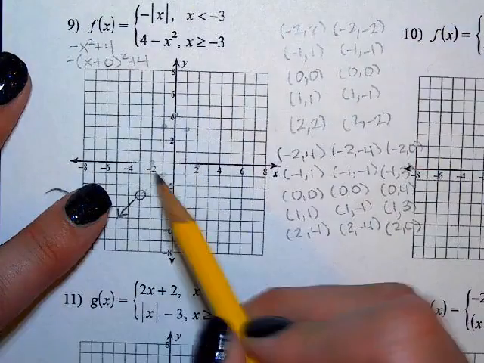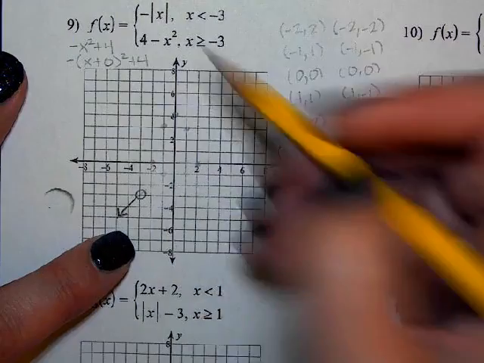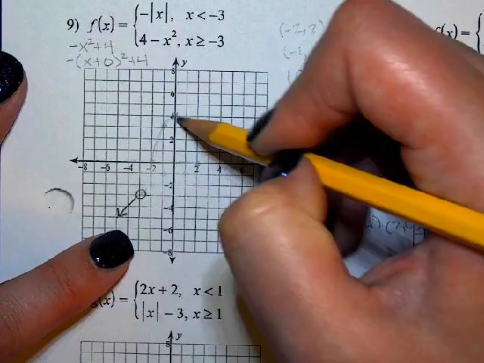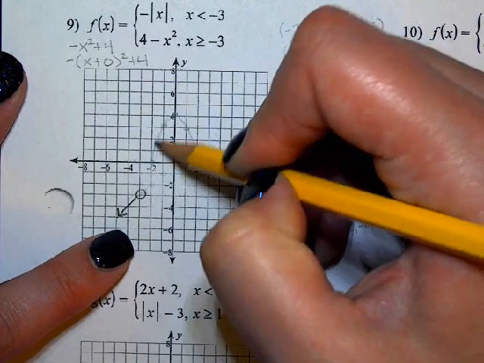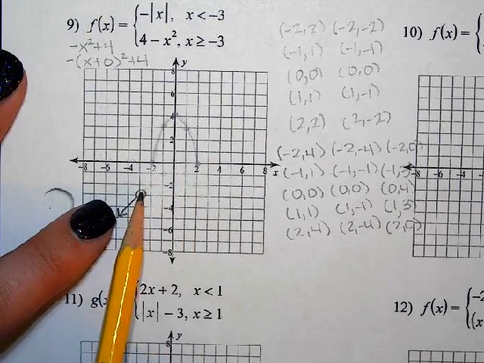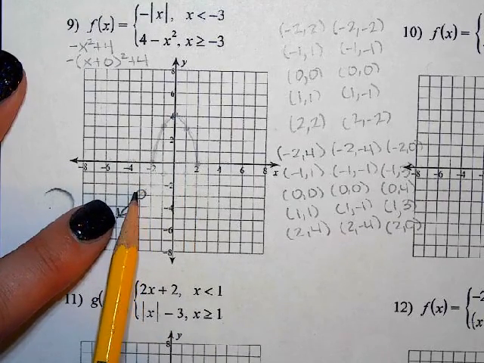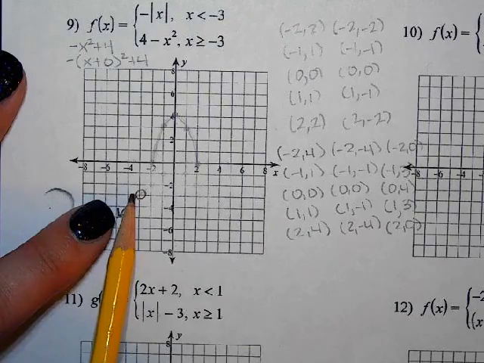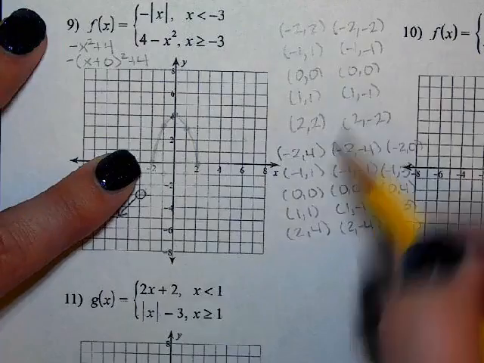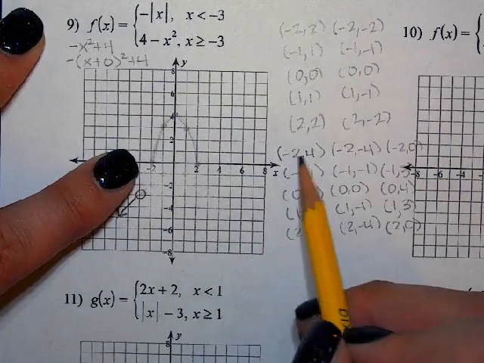Now, if we look at this, our parabola only has the points from negative 2 to 2, right? And basically right here, I can see that I need one more point so that I can see what's happening at negative 3, because that's the part of the graph that this goes to.